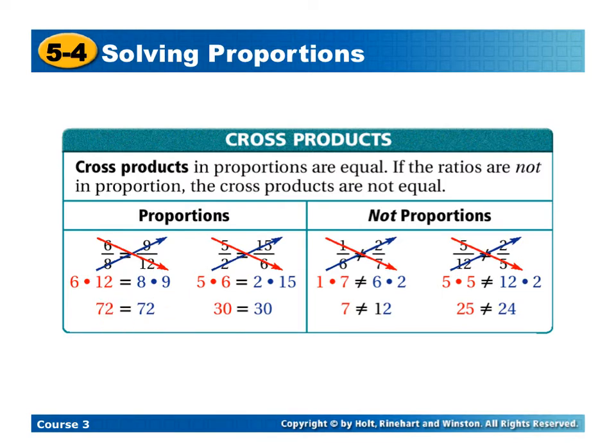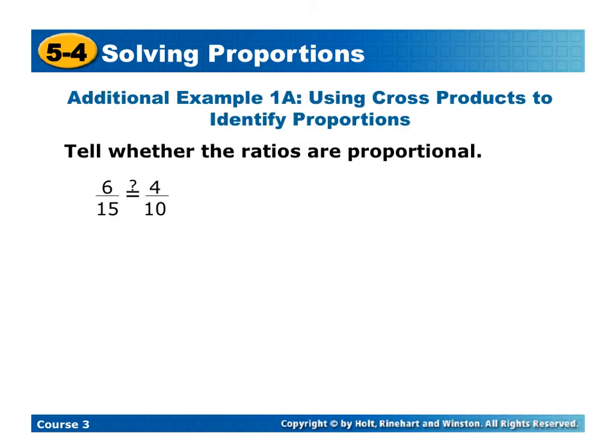Here, same thing. So 5 over 2 and 15 over 6. 5 times 6 is 30. 2 times 15 is also 30. On the right side, we see non-proportional, like 1 times 7 is 7. 6 times 2 is 12. Since 7 isn't equal to 12, they're not proportional. Same thing here.